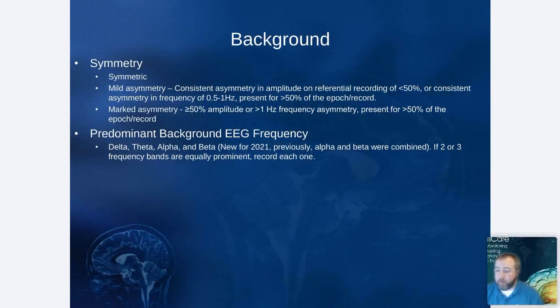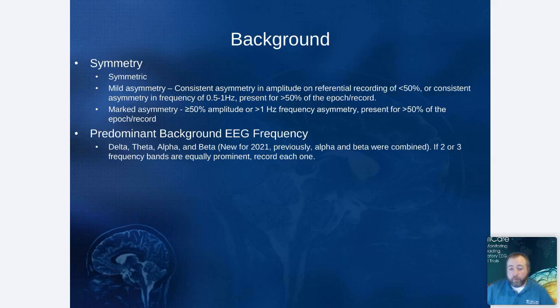The next thing that you want to mention is going to be the predominant background EEG frequency. Now, this is actually something that they changed in 2021. Again, just another one of those little things. You want to specify what the main frequency of the background is. So is it delta, theta, alpha, or beta?